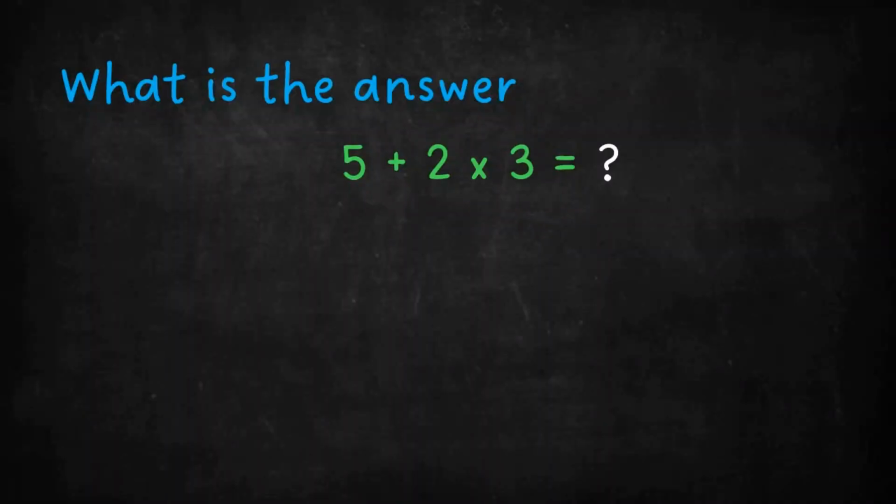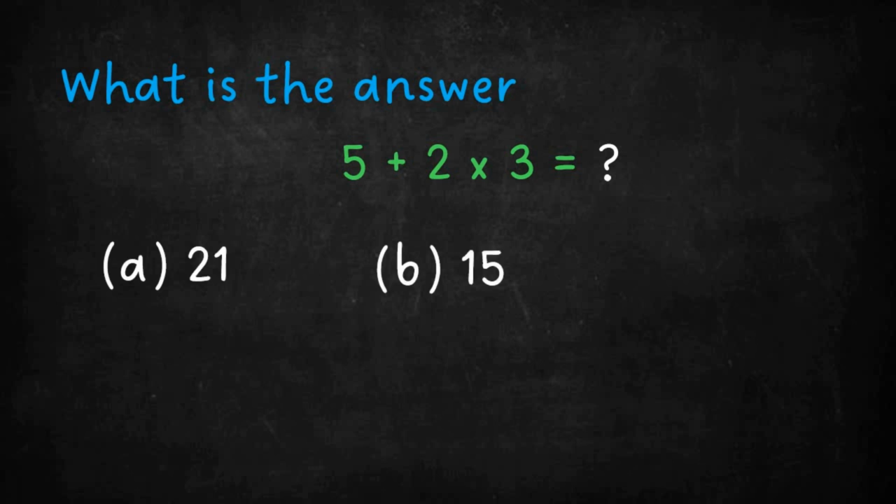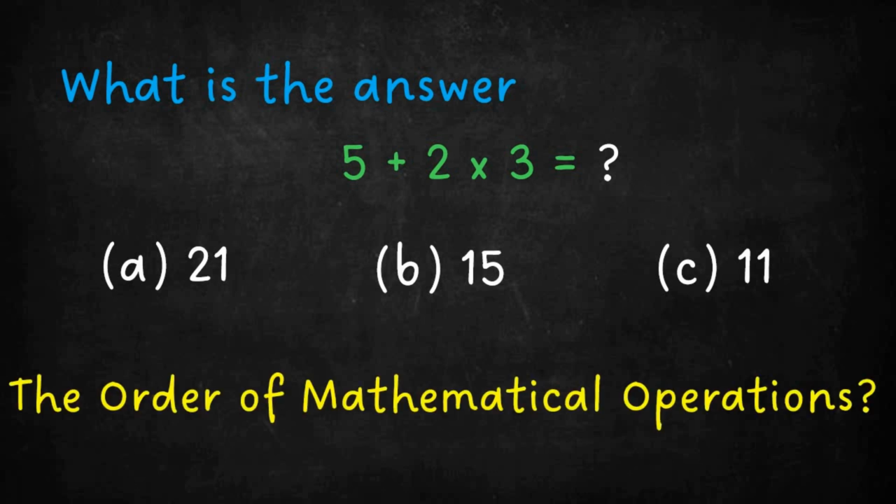What's the answer to this? 5 plus 2 times 3. Is it 21 or 15 or maybe 11? To answer correctly, we must know the right order of mathematical operations.